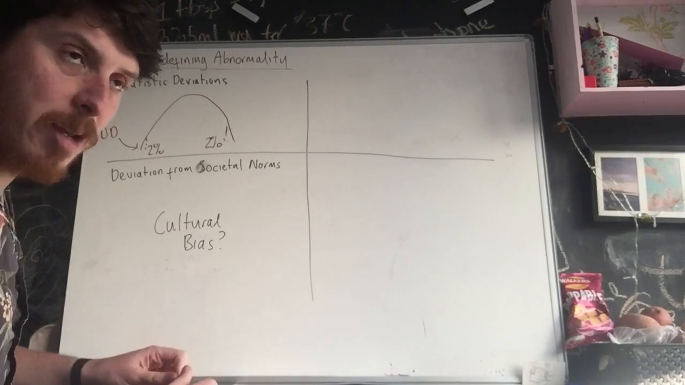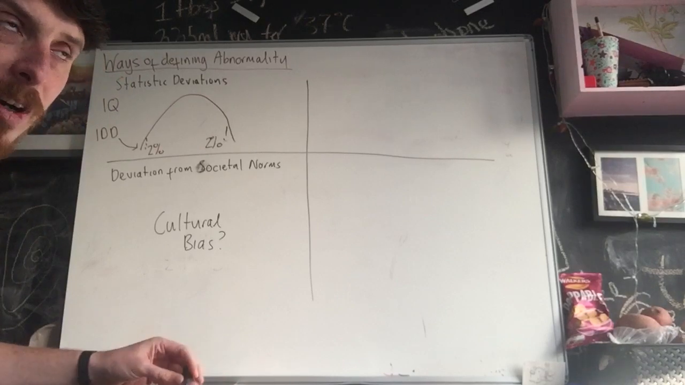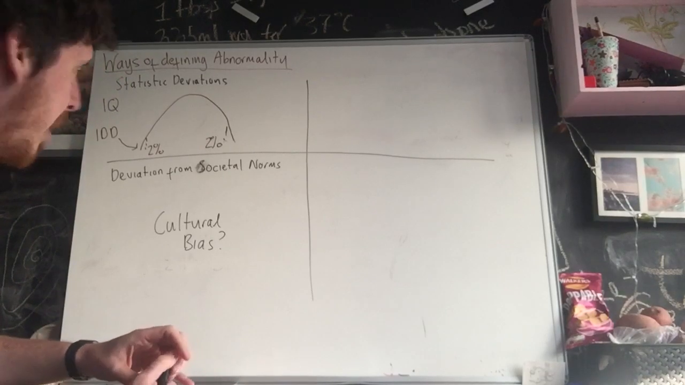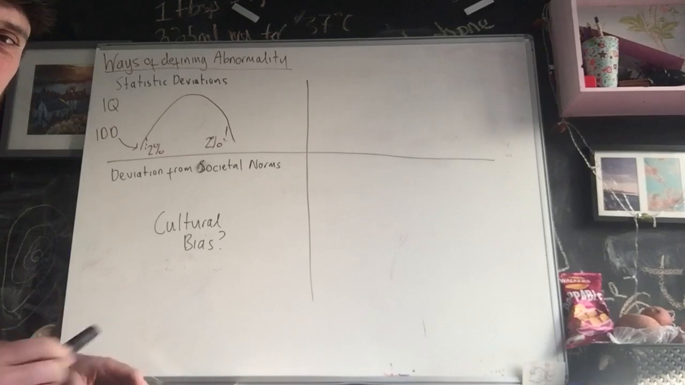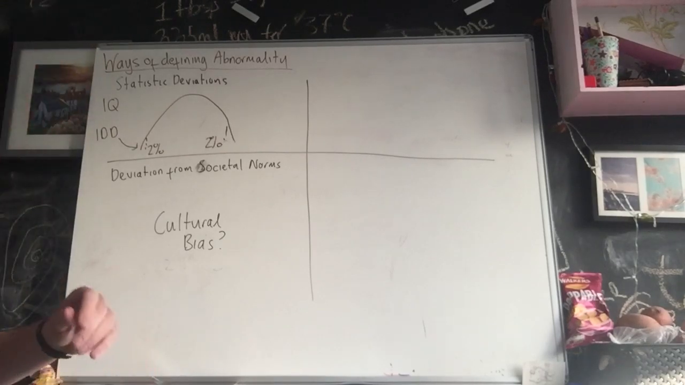Somebody may deem it to be abnormal if they were to follow a small minority religion, whereas in reality it's a deviation from a societal norm. It's not really representative of abnormal behaviour.